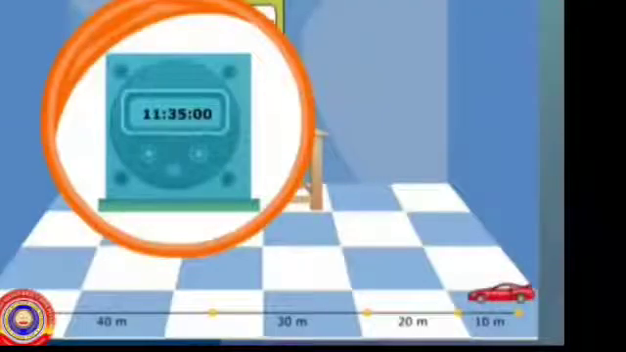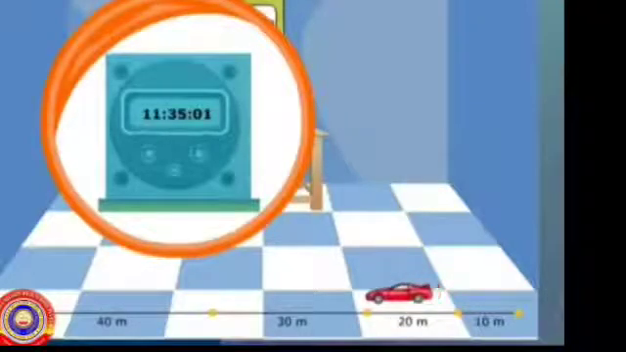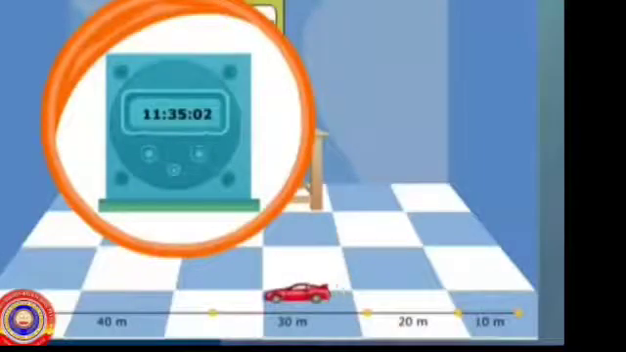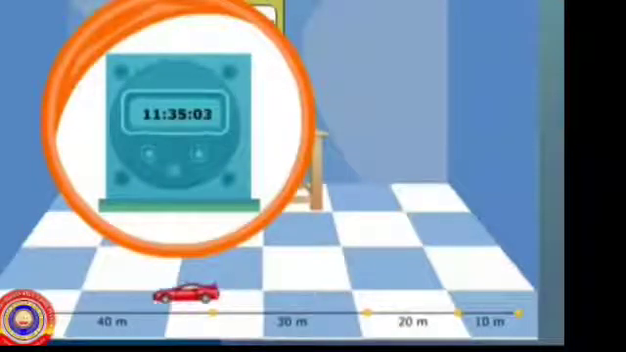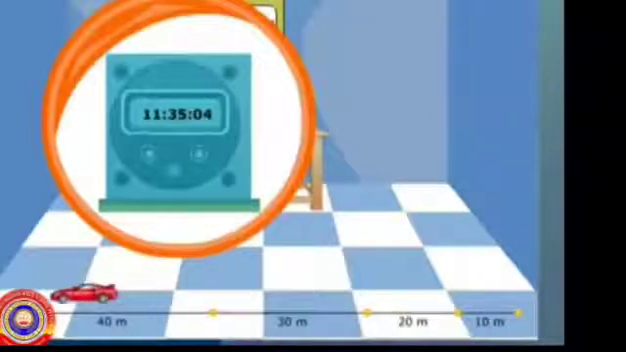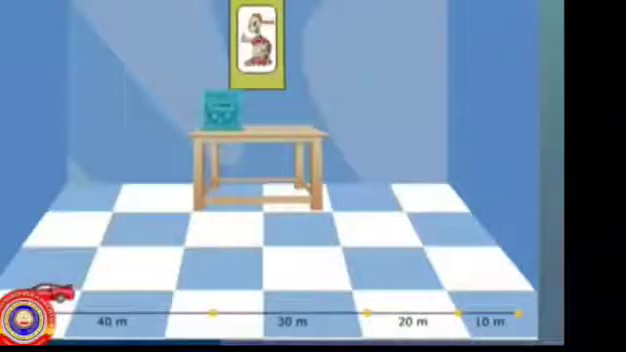Look at this figure. In the first second, the car traveled 10 meters. In the next second, the car traveled 20 meters. That is, the distance traveled by the car is different in every second. So we can say the motion of the car is not uniform. That means the motion of the car is with non-uniform speed.